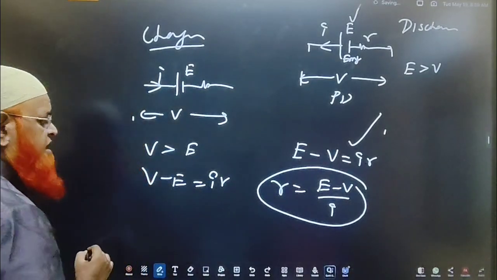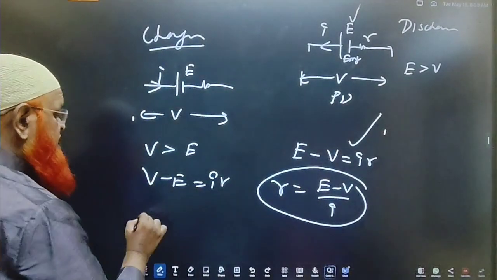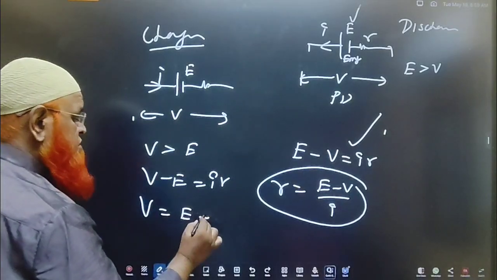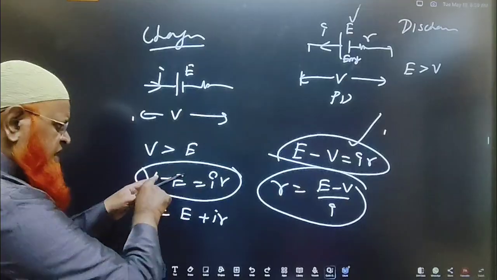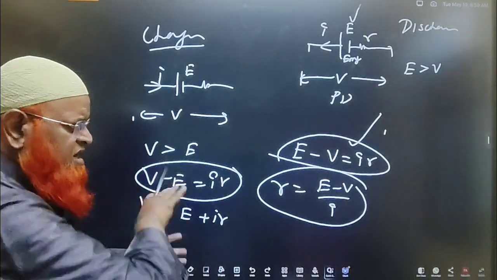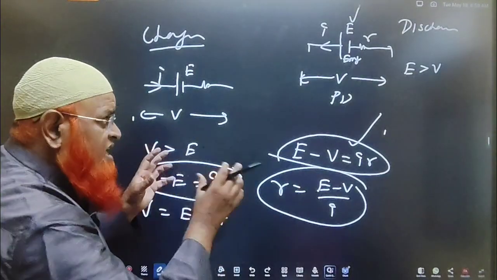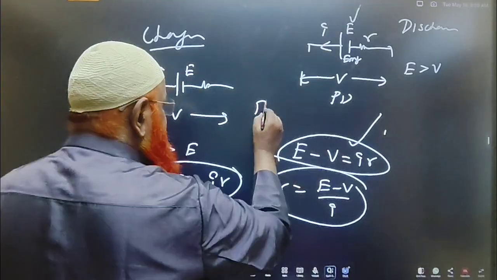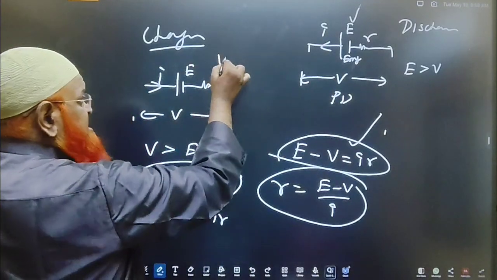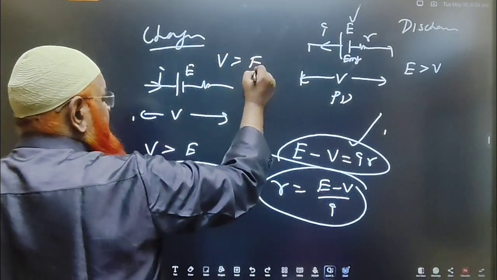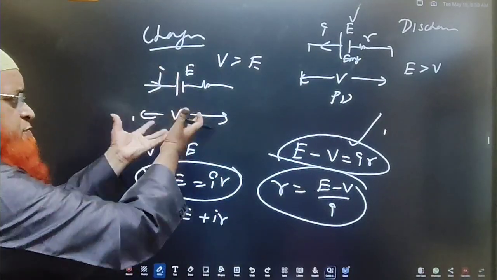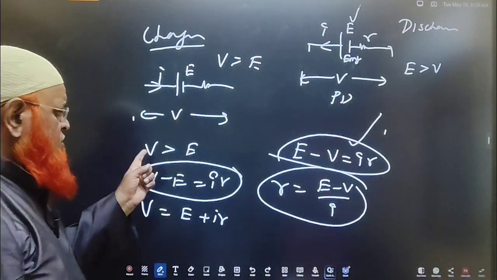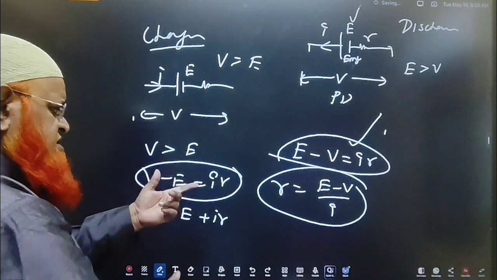So what are we going to get from this? If you want to find the potential, it is going to be E plus IR. But the basic formula is this one. If you remember these two, however the question is twisted, you can answer it. To remember that, you have to remember the concept explained: discharging means E is greater. Charging means V is greater. You have to charge the battery, it is low. From outside you have to charge it, means potential is greater here. So V is greater than E means V minus E is equal to IR.